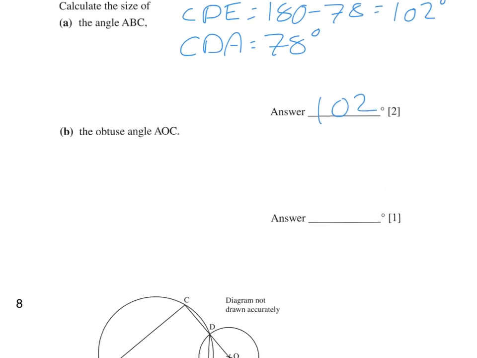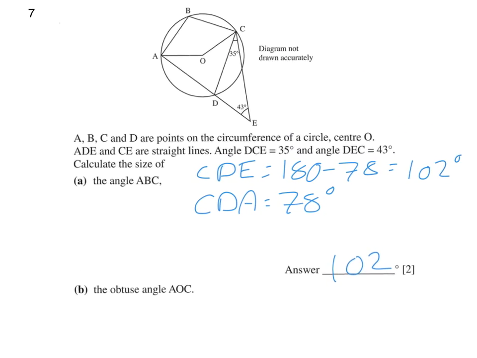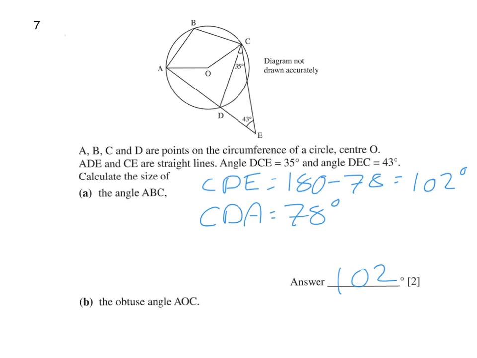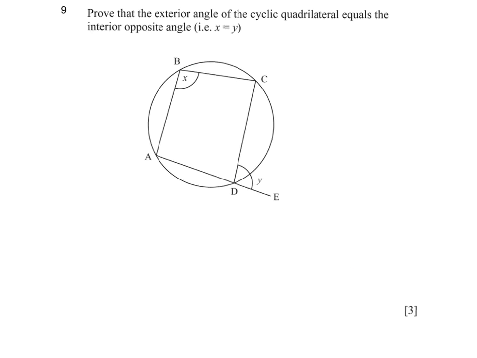The next thing that we're asked to find is the obtuse angle AOC. So looking at AOC, we have this angle and this angle. This one is a reflex and this one is an obtuse, so it is the one we are asked to find. It has been subtended by the same arc as CDA and is therefore double the size. Now we said here that CDA was 78 degrees, so COA will be double that size. So that angle will be 156 degrees.